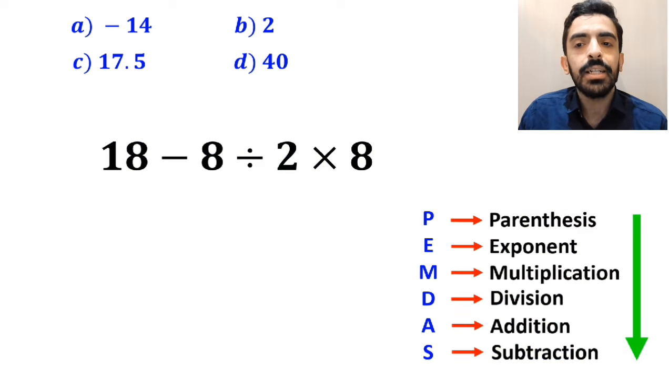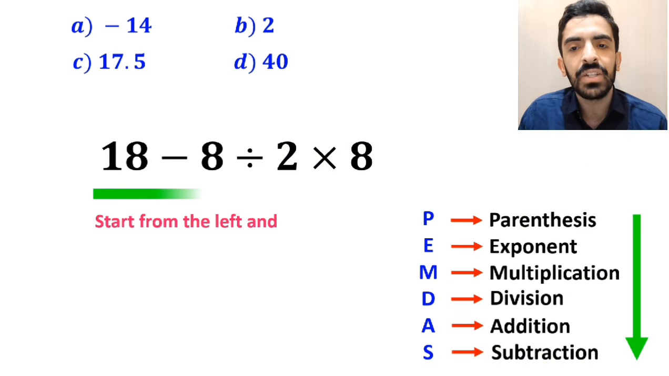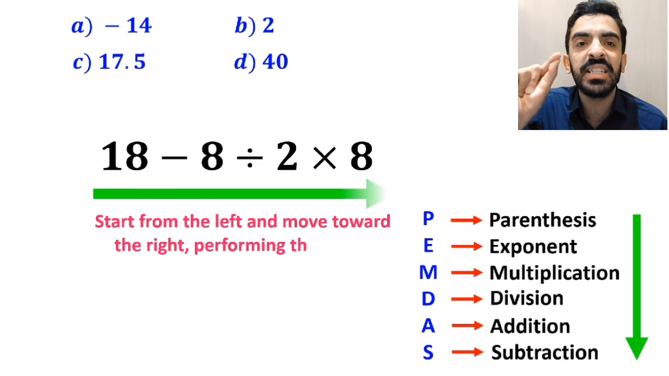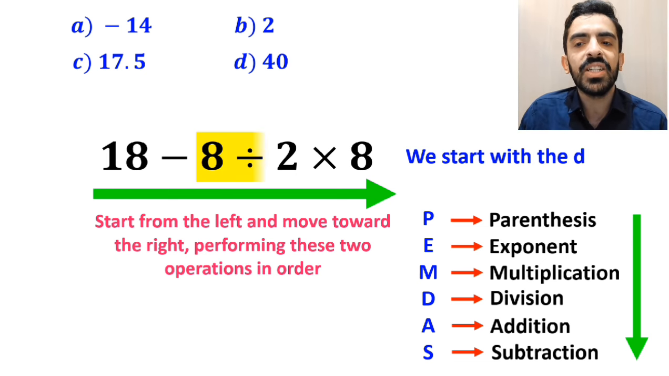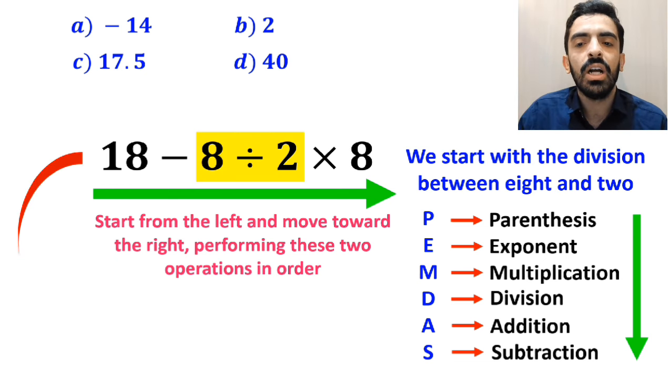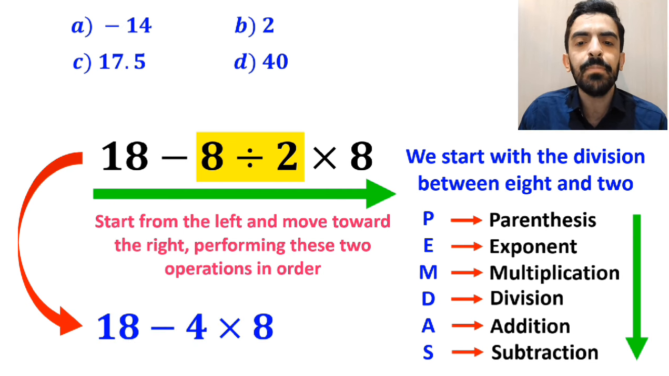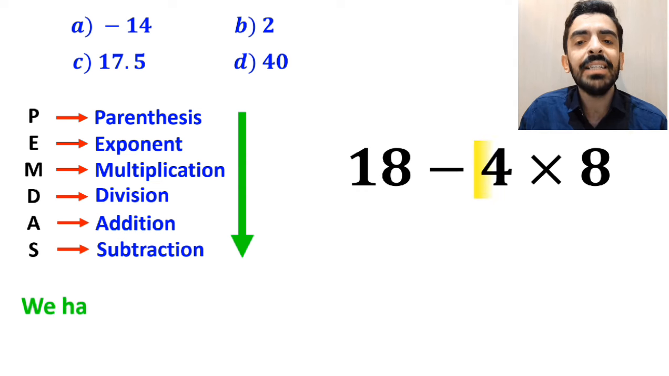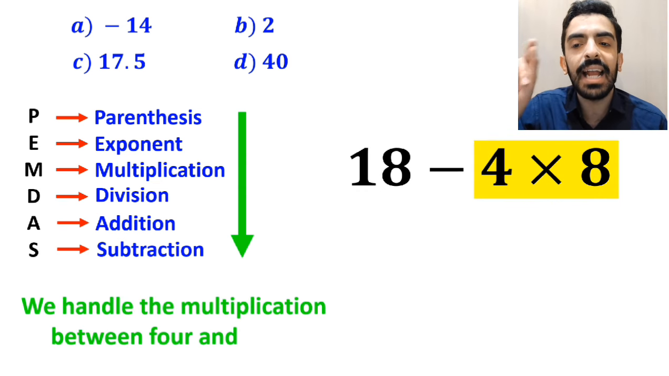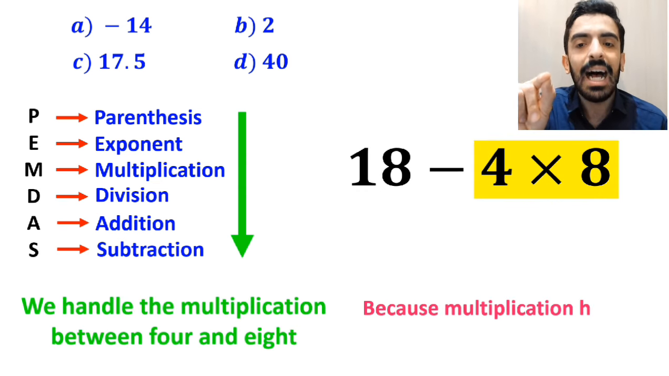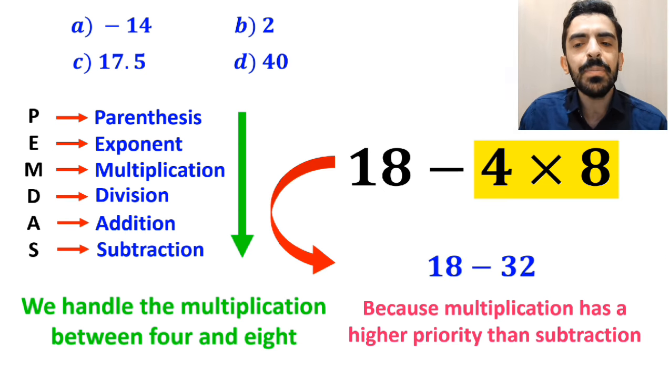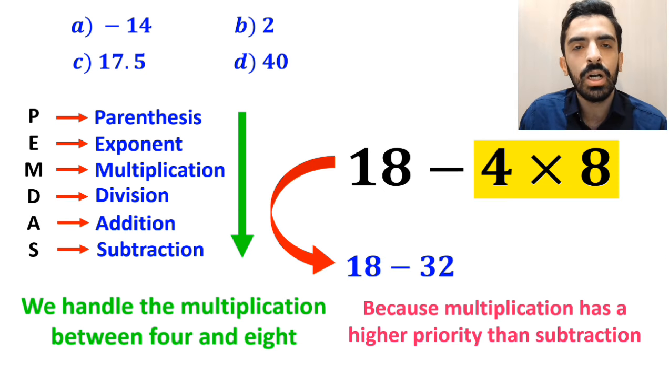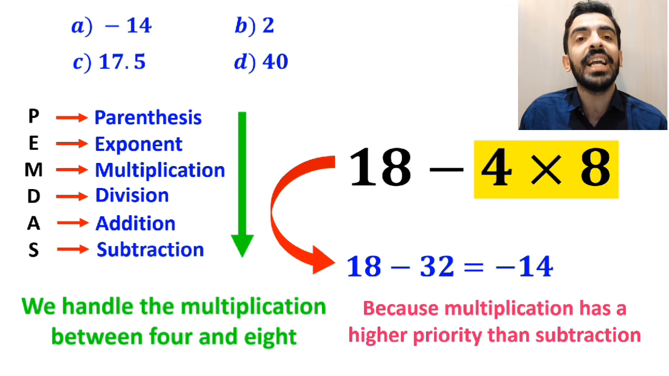In this situation, the best approach is to start from the left and move toward the right, performing these two operations in order. So, first we start with the division between 8 and 2, which simplifies this expression to 18 - 4 × 8. In the next step, we handle the multiplication between 4 and 8 because multiplication has a higher priority than subtraction. And this expression simplifies to 18 - 32, which ultimately gives us the answer negative 14.